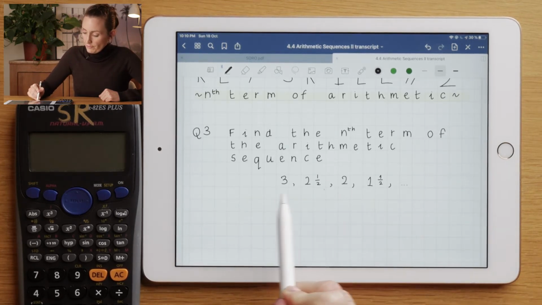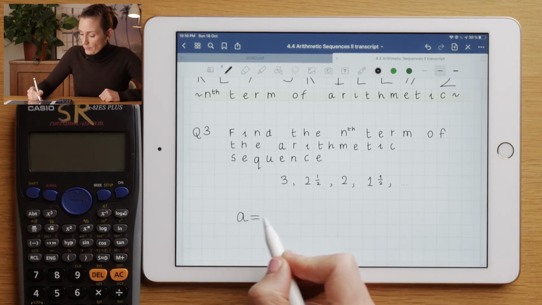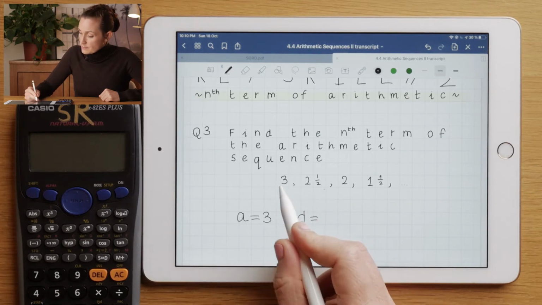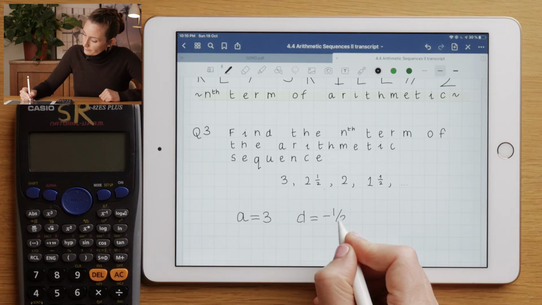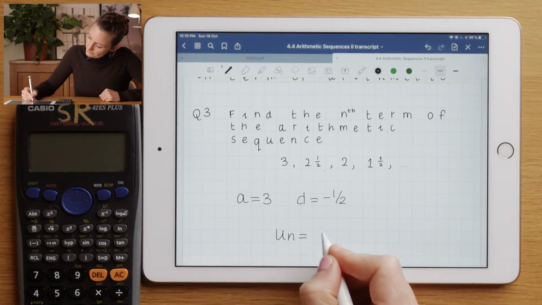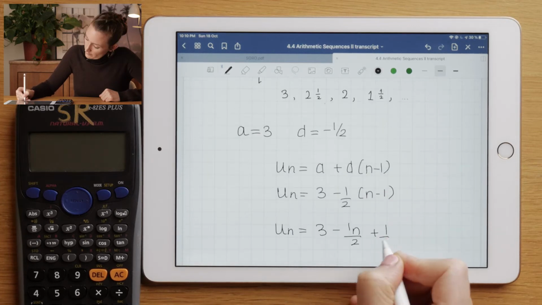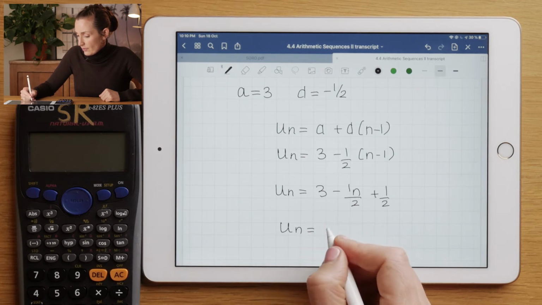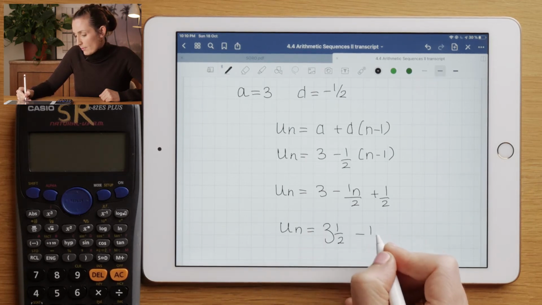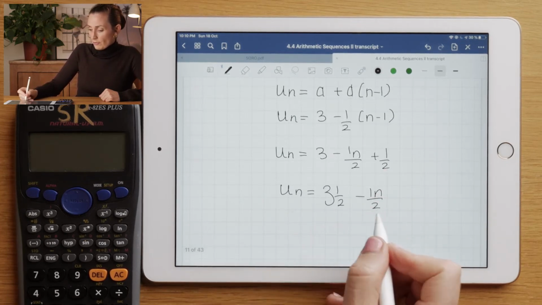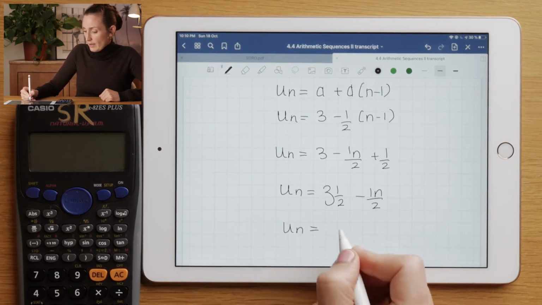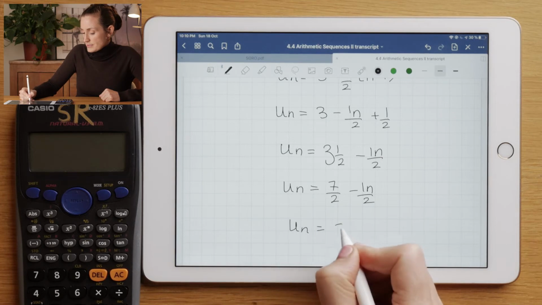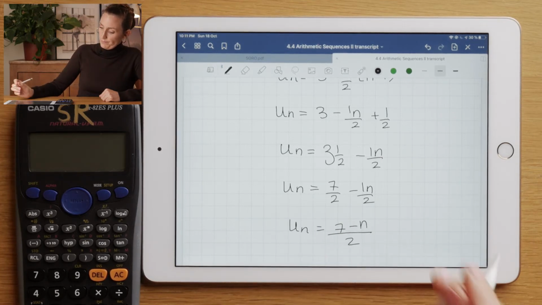In question 3, we've got fractions. So I write down A, which is the first term, 3. D is +1/2. Oh, sorry, D is -1/2 because we're going down. I write down my formula. Add it all together, so I'll have 3 1/2, which will be 3.5 minus n/2. I would probably go for a common denominator then, so I'd write 3.5 is 7/2 minus n/2, and I've got a common denominator of 7 minus n, divided by 2.